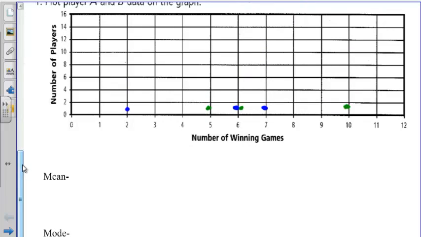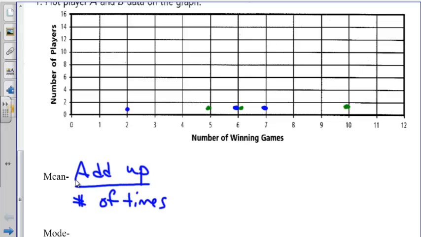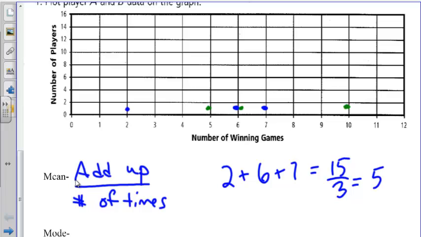So I wanted to review with you what mean was. Mean means to add up and then divide by the number of times. I'll use player A as an example. Won twice, won 6 times, won 7 times. That totals 15. And that was a collection of 3 games. The average for player A was 5 wins.